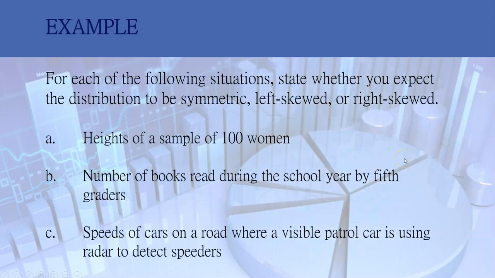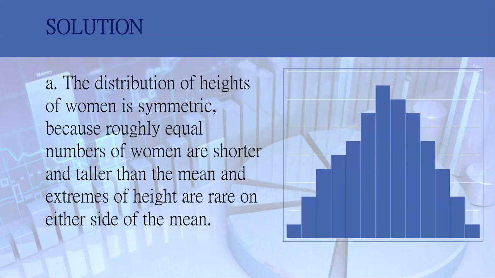So we're going to look at 3 different situations here, and we're going to decide if we think it would be symmetric, left skewed, or right skewed based on a graph. So the heights of a sample of 100 women, number of books read during the school year by 5th graders, and speeds of cars on a road where the visible patrol car is using radar. Okay, so the first one is the distribution of heights for women.